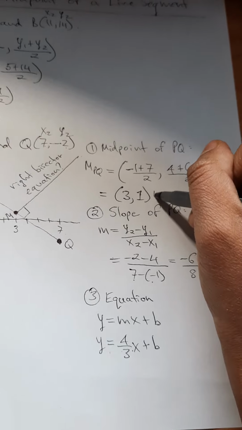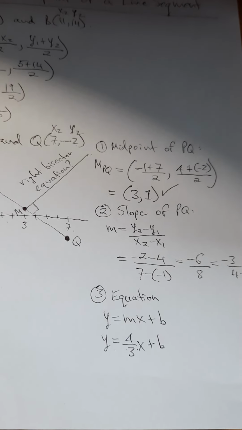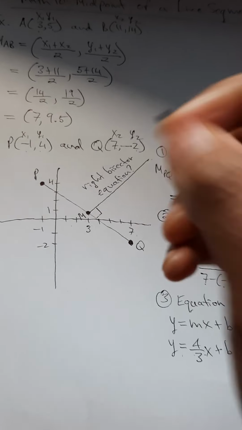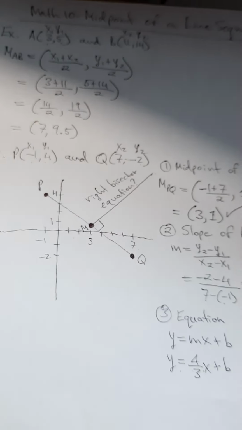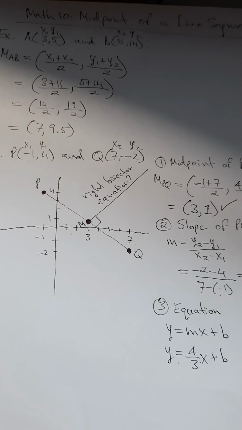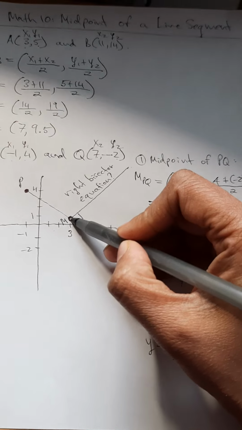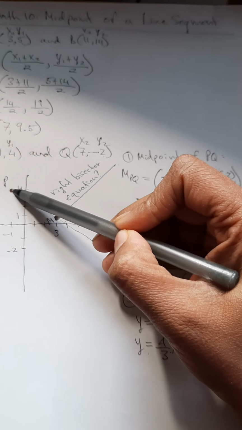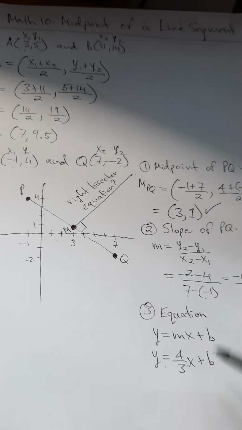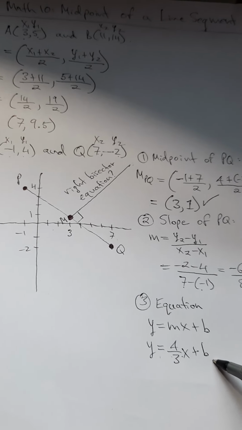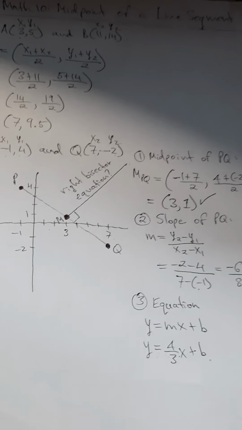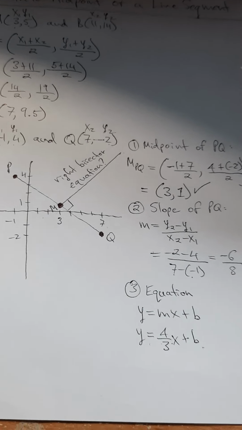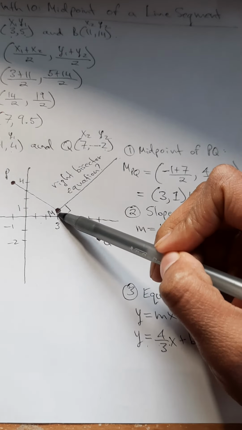The point I'm going to sub into this equation is 3 and 1. Let's take a look at the diagram here. That's the point at 3 and 1, which is the midpoint. This is the only point that's actually on this line. So I can't use point P or point Q to sub into my equation because that doesn't make sense. The point that you use to find the equation has to lie on that line.